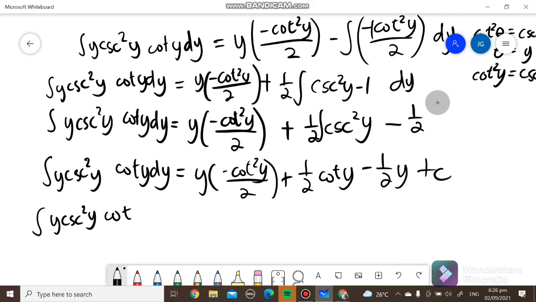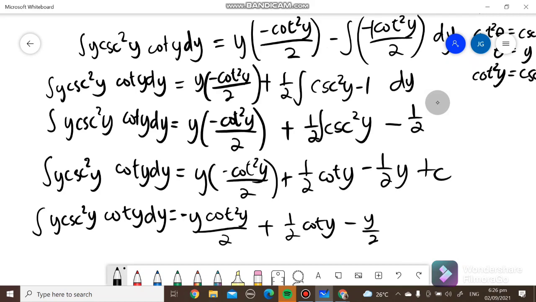Through simplification, we will obtain negative y cotangent squared y all over 2 plus 1/2 cotangent y minus y over 2 plus c. So, this is our final answer.